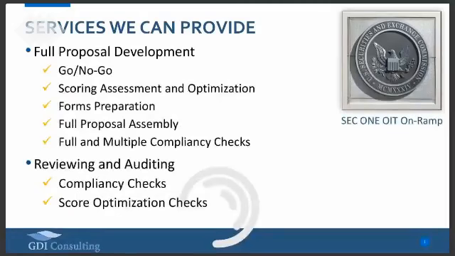Okay, let's go back to the slides. Now, having said that, we provide 2 systems to our clients: full proposal development, and reviewing and auditing. In our full proposal development, we do a go/no-go initially, and then we do 2 or 3 more as we go on, since, as I mentioned, it needs to be done as you go on and as you get more subs and partners on the way.